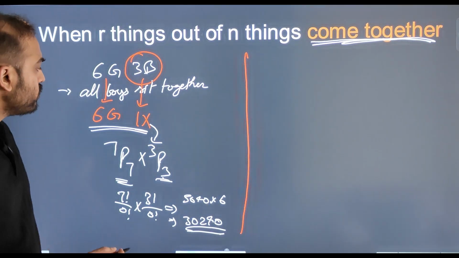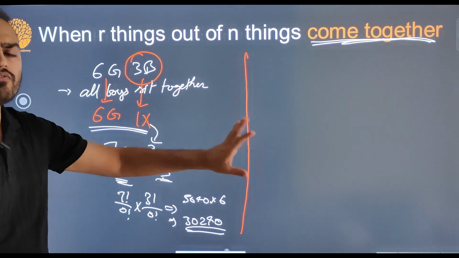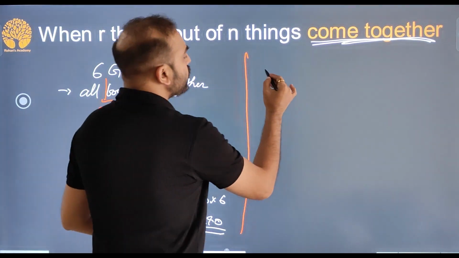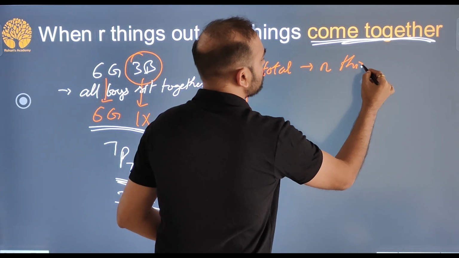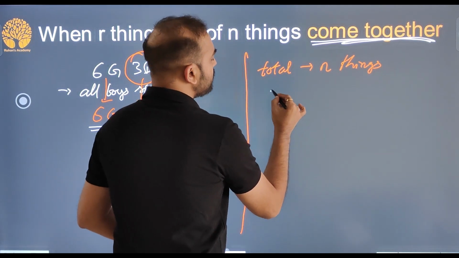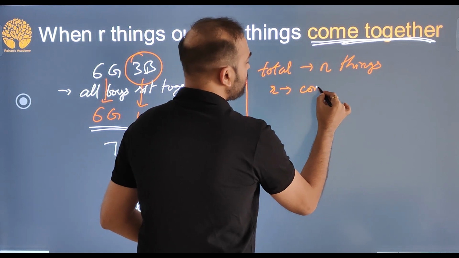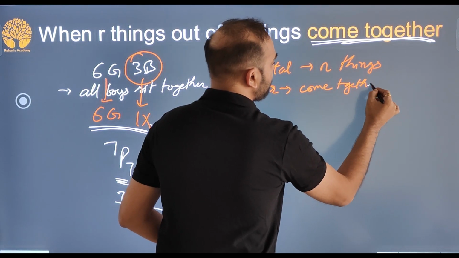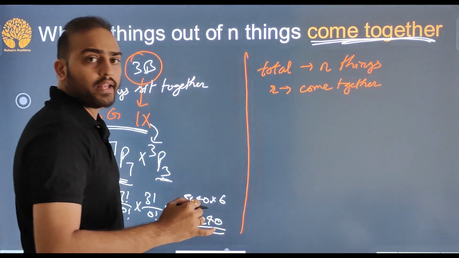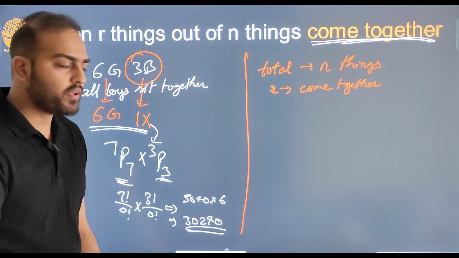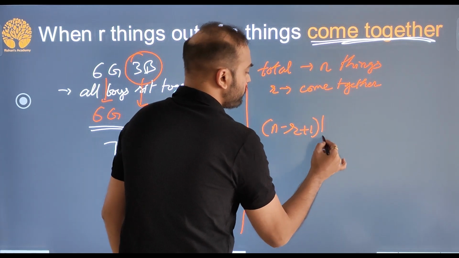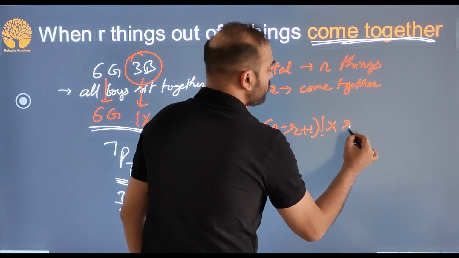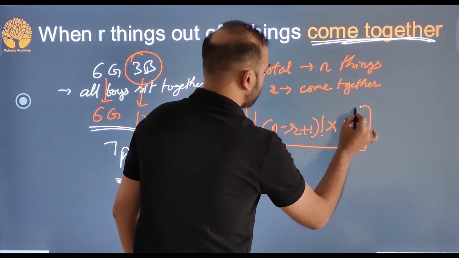Okay, so now let's convert the same thing into a formula. Okay, so you have a total of n things. Out of this, R will come together. Then what will be the total number of ways? That is simply (n minus R plus 1) factorial into R factorial.